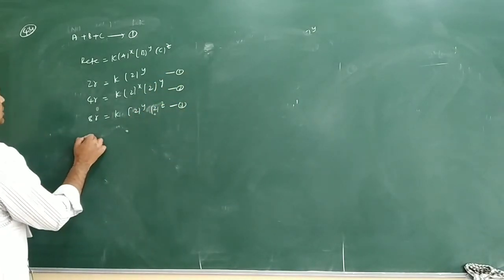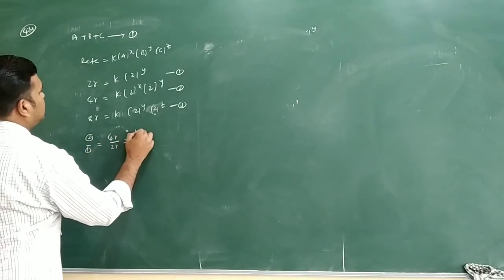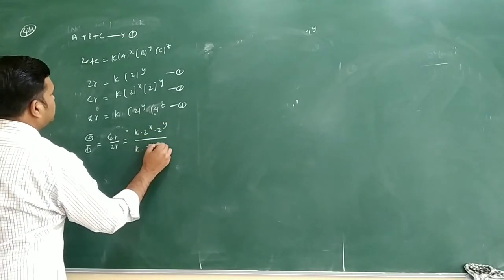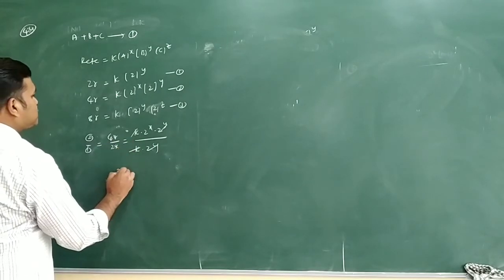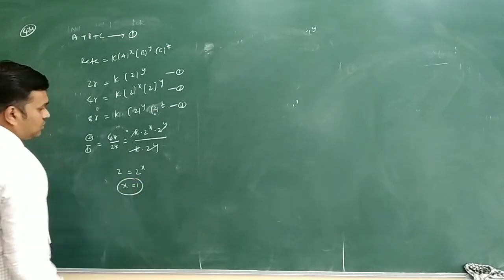Okay, 2 by 1 we will see. What will you get here? 4r by 2r is equal to k into 2 power x into 2 power y by k into 2 power y. y cancels, k and k cancel, r cancels, this is 2. So 2 is equal to 2 power x. From this, what will you get here? x is equal to 1.